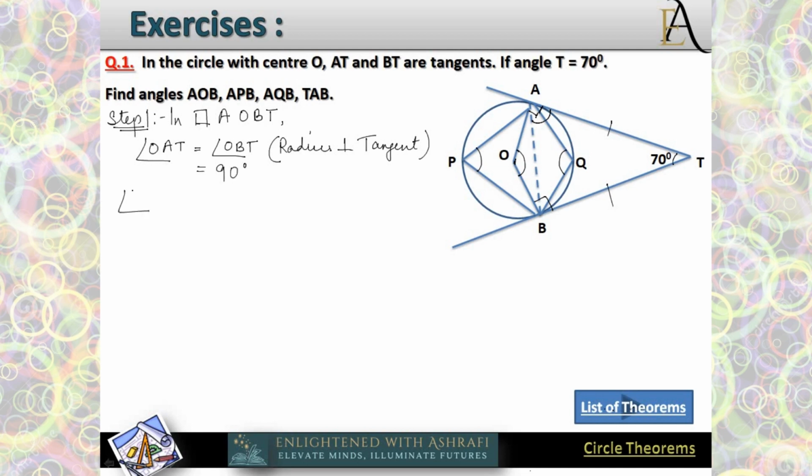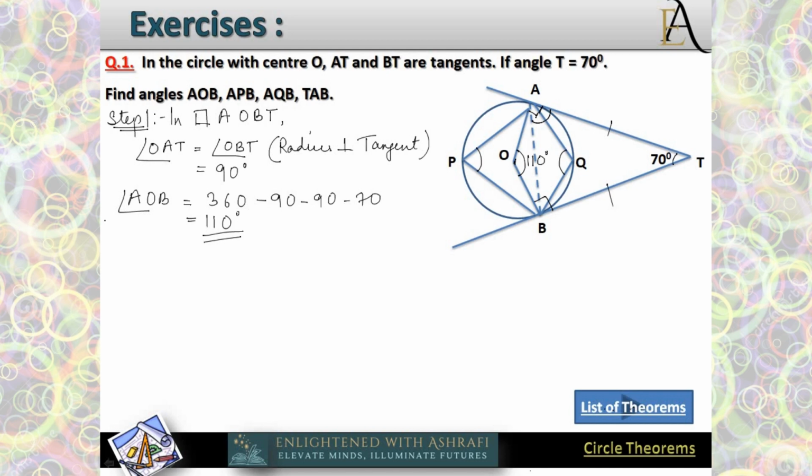So angle AOB is equal to 360 minus 90 minus 90 minus 70. So in a quadrilateral, 360 minus 90, 90 and 70. This gives me 110. So I came to know that this is 110.